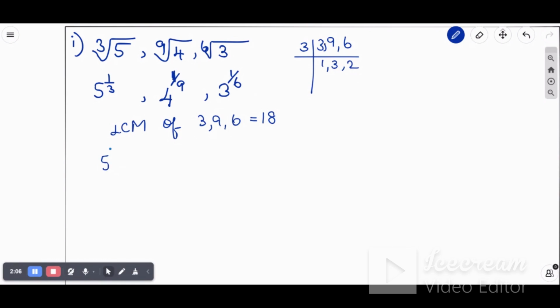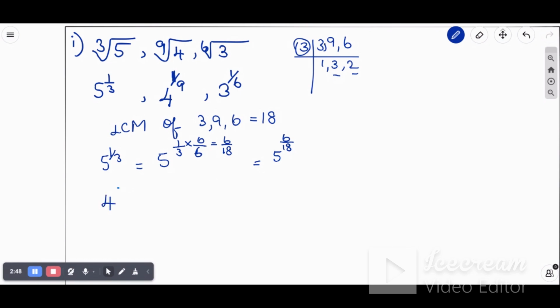So you can write your 5 power 1 by 3 as, you are converting this 1 by 3 into like fractions. So this will be 1 by 3. How will you make it 18? If you are not sure, just take these steps: 3, 3, 3. 1, 3 is here, so the remaining is 3 2s are 6. So 6 gives you your 18 here. So this will be 6 by 18. Here you can write 5 power 1 by 3 directly as 5 power 6 by 18.